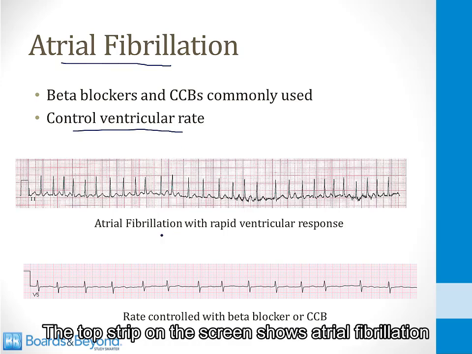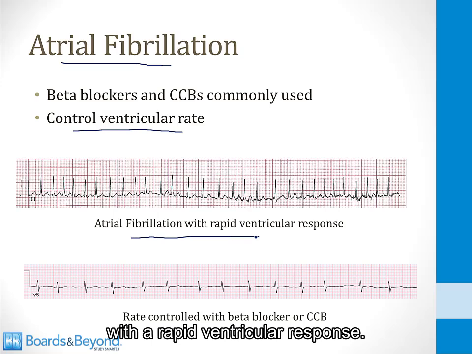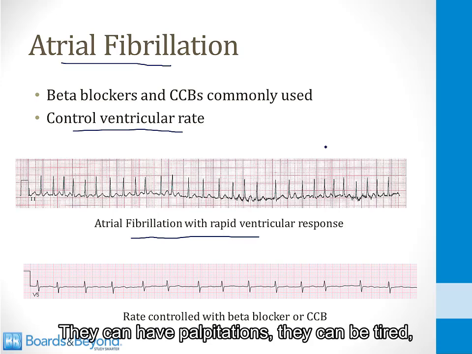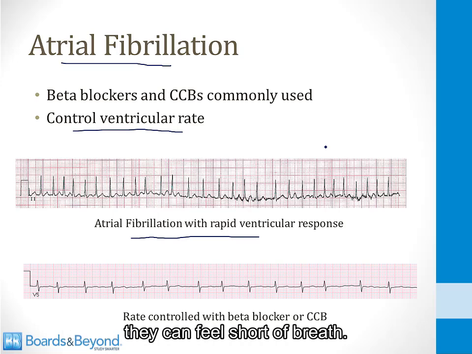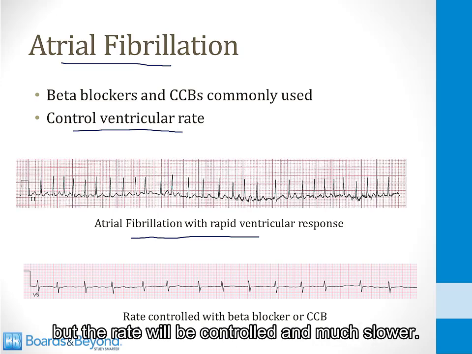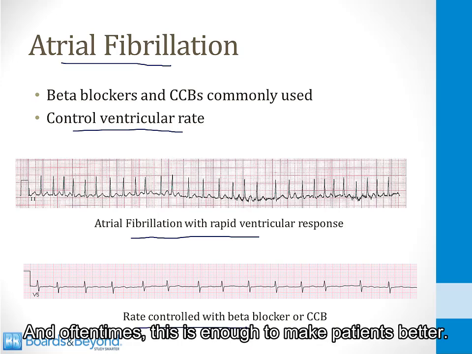The top strip on the screen shows atrial fibrillation with a rapid ventricular response. A patient who has this rhythm can feel very unwell. They can have palpitations, they can be tired, they can feel short of breath. After we administer beta blockers or calcium channel blockers, the patient will remain in atrial fibrillation, but the rate will be controlled and much slower, and oftentimes this is enough to make patients feel better.